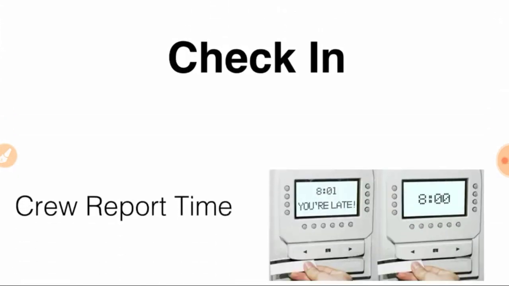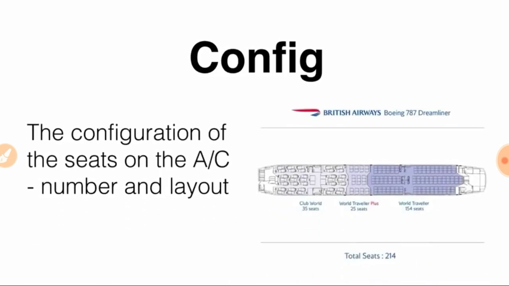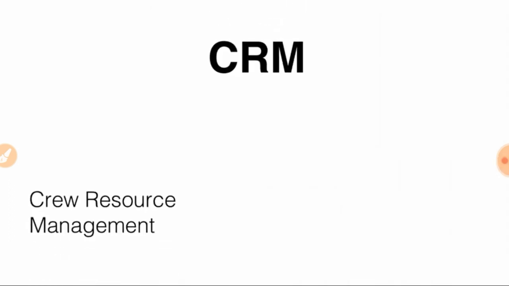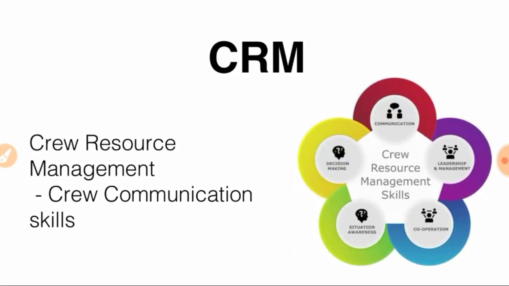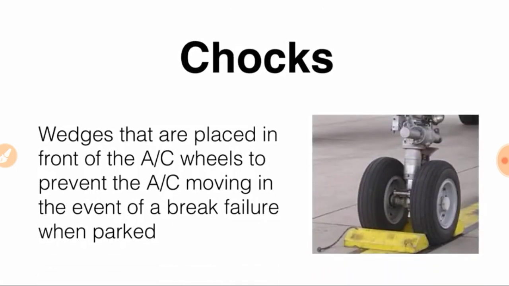Check-in. Crew report time. Config. The configuration of the seats on the aircraft, the number and layout. CRM. Crew Resource Management. Crew communication skills. Chocks. Wedges that are placed in front of the aircraft wheels to prevent the aircraft moving in the event of a brake failure when parked.